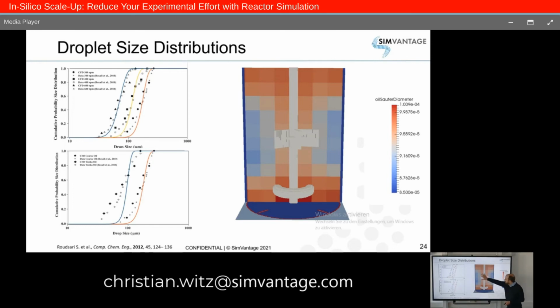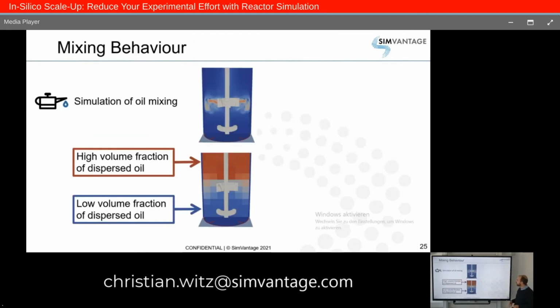Here in the area around the stirrer, as you would expect, you have a smaller average diameter, and below the gas sparger there's not a lot of shear or turbulence happening. You have larger oil droplets. And then you can do very nice simulations where you start with a high volume fraction of dispersed oil in the top and a low volume fraction of dispersed oil on the bottom. In the bottom part, of course, you have a lower viscosity, and you immediately see, if you look at the velocities, that they are much more pronounced in the lower half because the viscosity is lower.